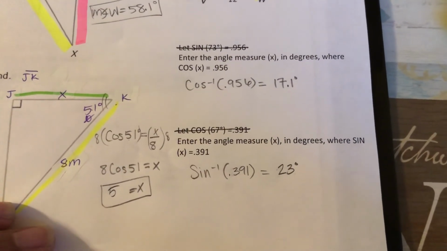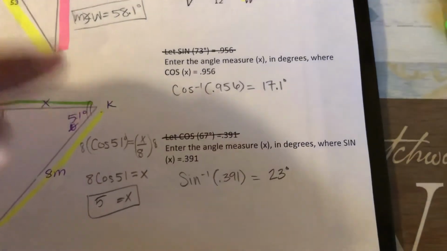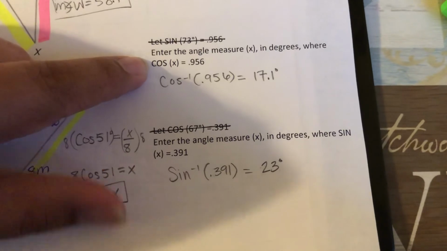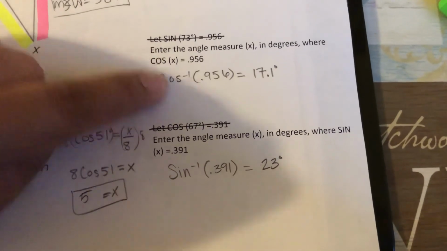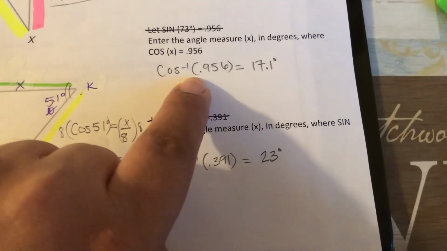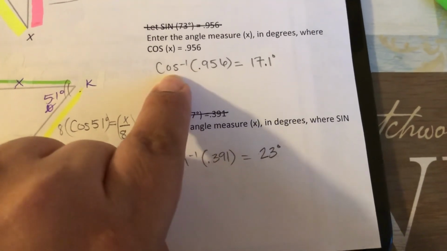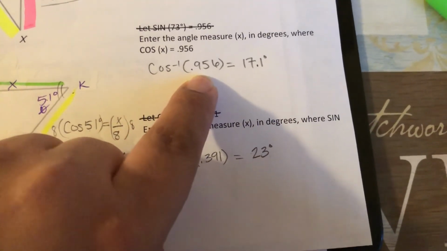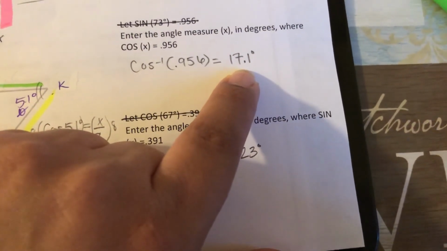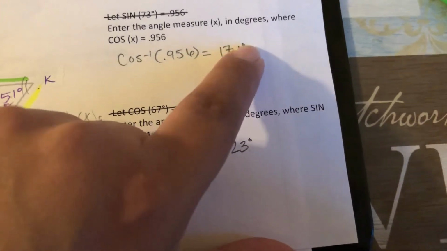Okay. All right, these last two, there's nothing really much to show you guys except that you see that either you're using your chart or you're using your calculator. When it's asking you for the measurement, you just need to basically ignore the X there, and you have to use your inverse symbol. Once you put in cosine inverse, you're going to do 0.956 equals, and it's going to spit out a number that is a degree. So you're going to say 17.1 degrees.